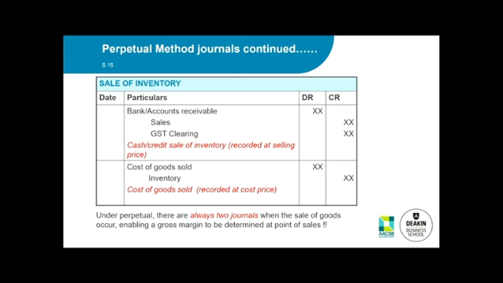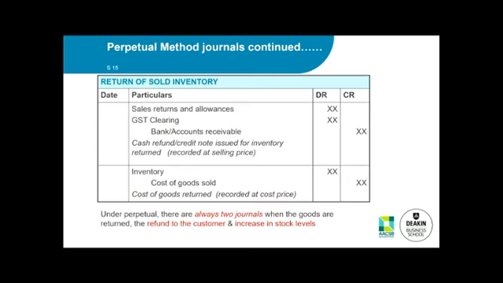Under the periodic system, no. We just wait until the end of the year, see how much inventory we have, do the basic calculation, and find out the balance. So what happens with the return of sold inventory?